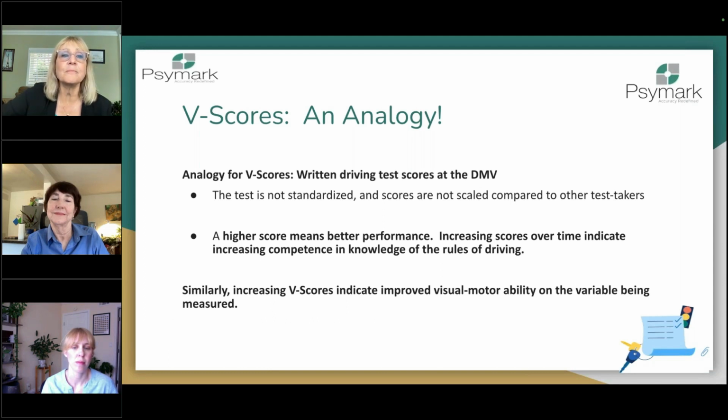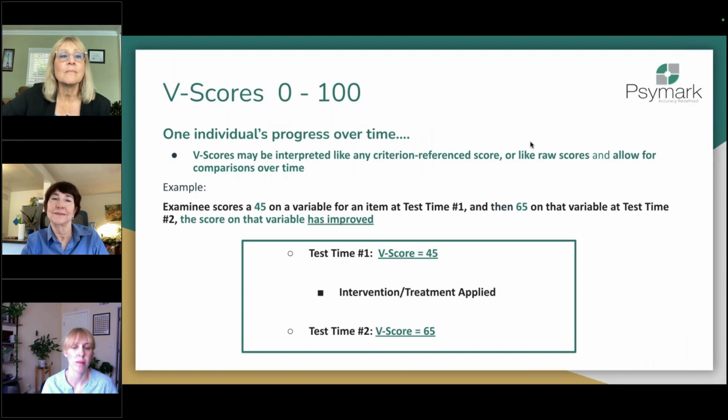Next slide. And here is another example of progress monitoring over time. So V-scores, again, can be interpreted like any criterion reference score or raw scores that allow for comparisons over time. That's one of the things it's wonderful for.